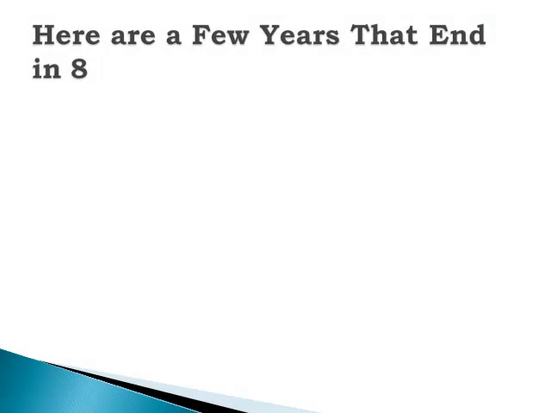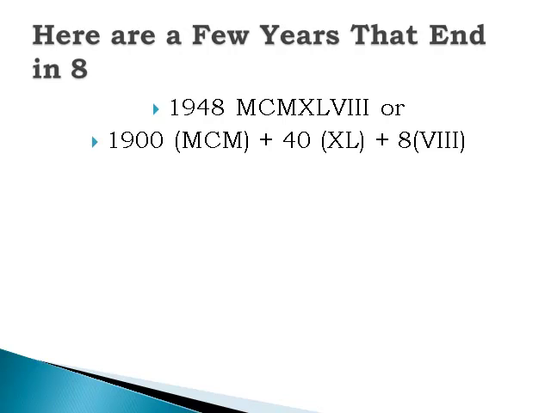Now here are a few examples where the numbers end in 8. 1948 is MCMXLVIII. And here in each example, the last number is going to be 8 because they're all going to end with VIII. And most of them begin with MCM for 1900. And then there's an XL for 40. That's where 10 is subtracted from 50. And that number is 1948.